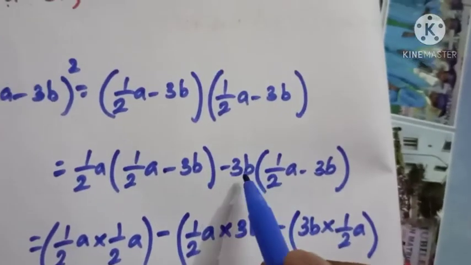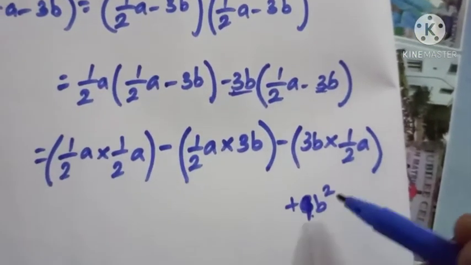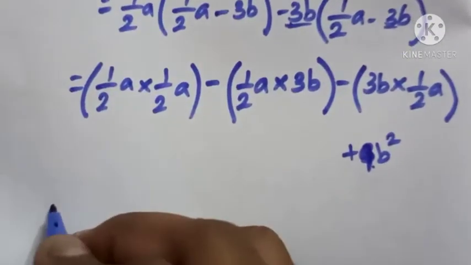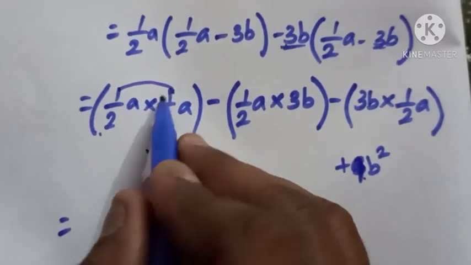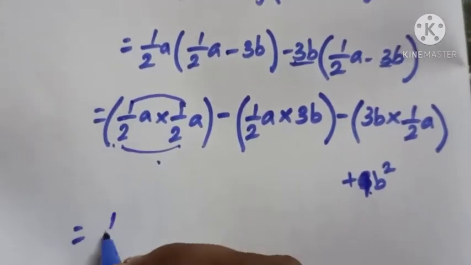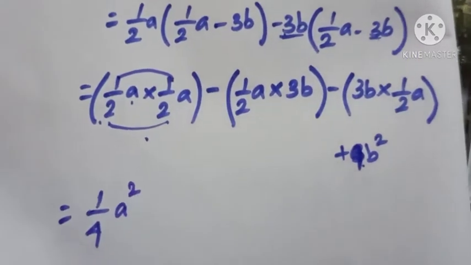So directly I take over because it's single only. So 3b into 3b, I take 9b square directly. So now directly I have to multiply it. 1 by 2 into 1 by 2. How do you take it? 1 into 1, you get 1. 2 into 2, you get 4. So 1 by 4. a into a, that is a to the power 2.